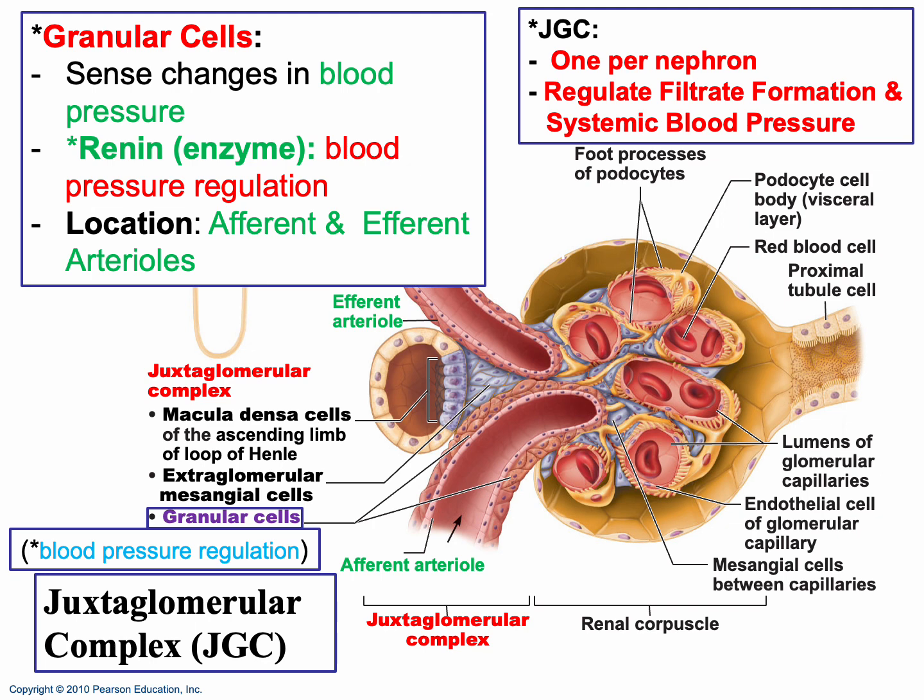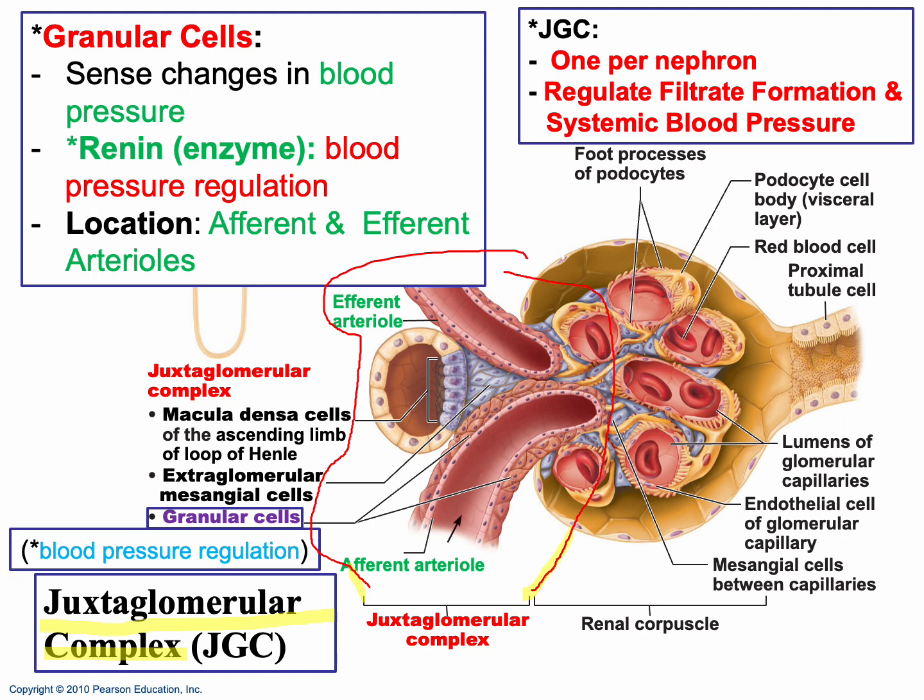All right, another structure that we find around the nephron is what's known as the juxtaglomerular complex, or the juxtaglomerular apparatus. So the complex is referring to this area right here. That's known as the juxtaglomerular complex.